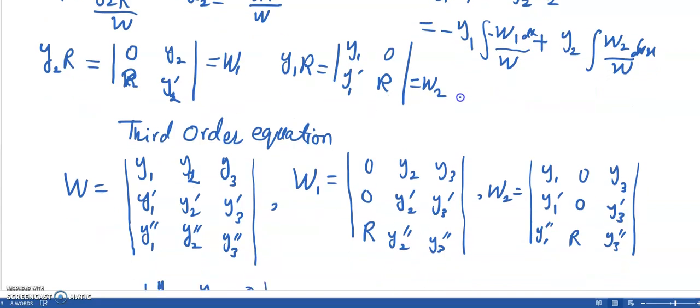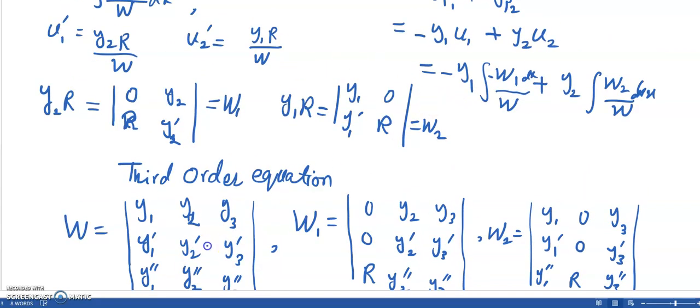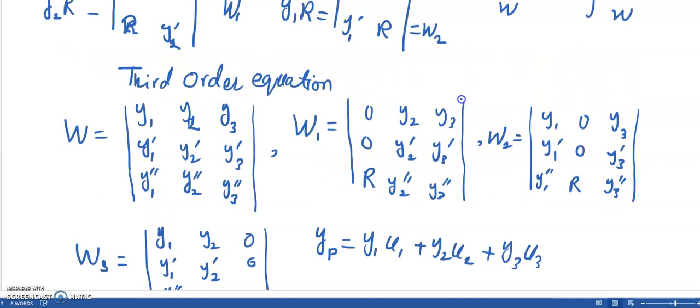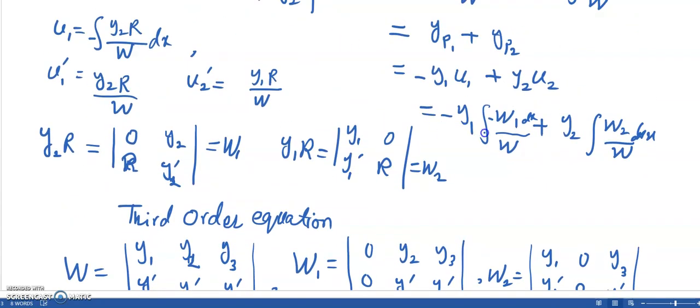So in this case, the equation we will apply will be, so simply speaking, the particular solution in this case will be equal to y1 times u1 plus y2 times u2 plus y3 times u3. y1, y2 and y3 are these solutions from the homogeneous part, and u1, u2 and u3 we will determine by, for example, these equations.